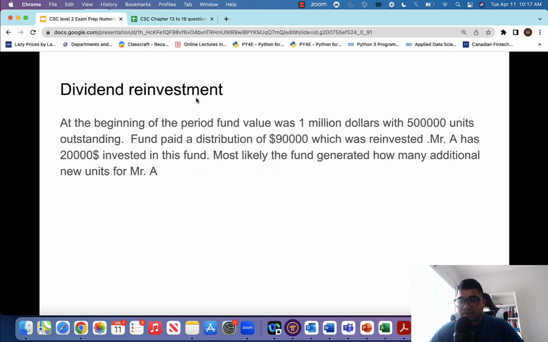Again, a dividend reinvestment question, but a variation of it. Instead of the fund level, you're calculating it at the investor level. So what's happening? $1 million fund value, 500,000 units. The fund paid a distribution of 90,000, which was reinvested. Now, this was the total distribution for the fund. Mr. A did not hold the entire $1 million of fund value. He had $20,000 invested in the fund. What is the most likely number of additional units the fund generated for the investor, not for the fund?